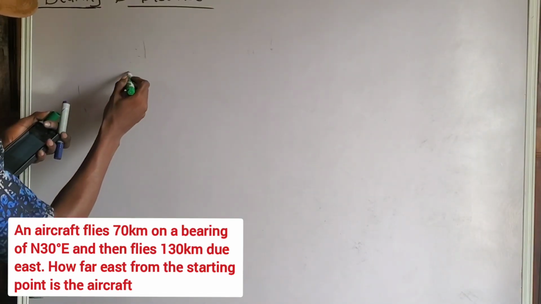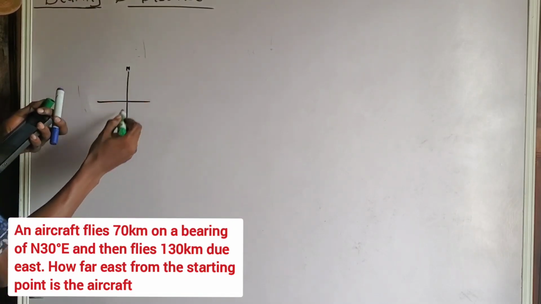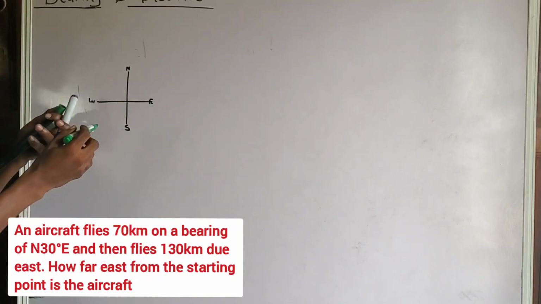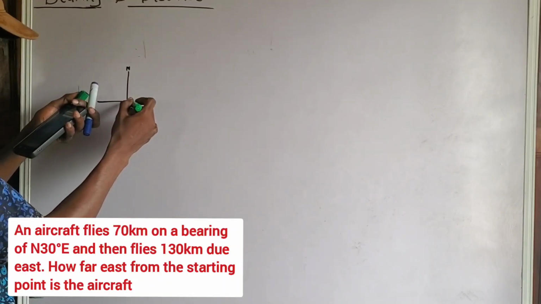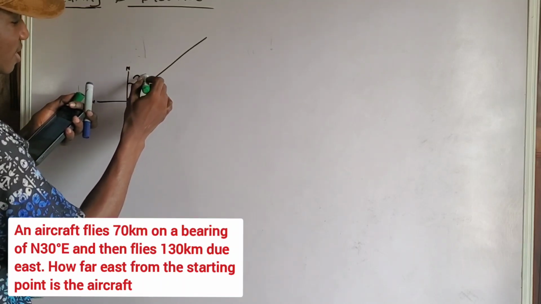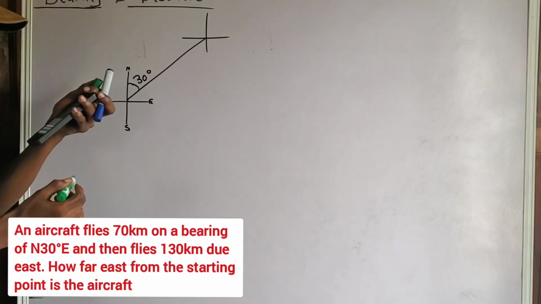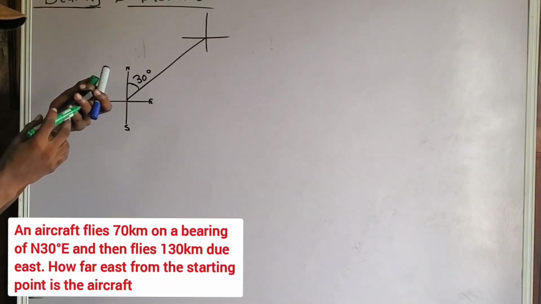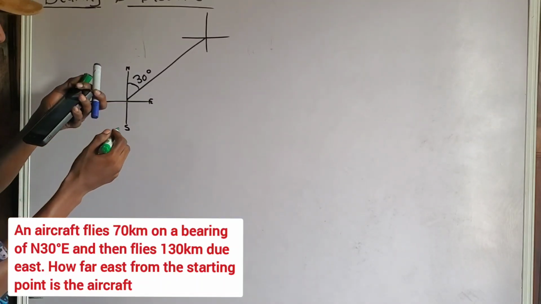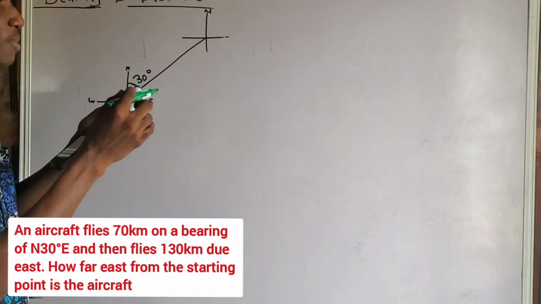So, 70 kilometers, this is north, this is the south pole, west and east. So north 30 degrees east we fly along this side, 70 kilometers. Okay, north 30 degrees east, 30 degrees. It then flies 130 kilometers due east. So having gotten to this point, the aircraft flies 130 kilometers due east.